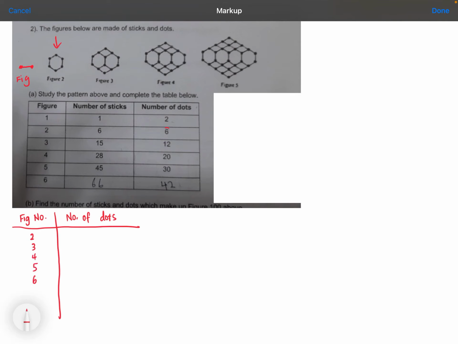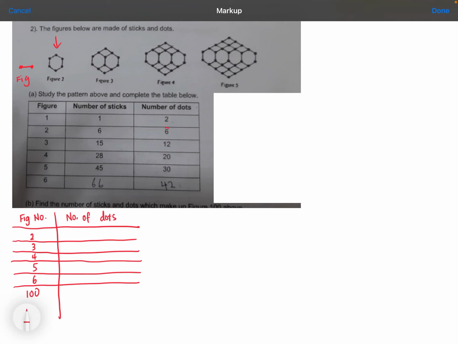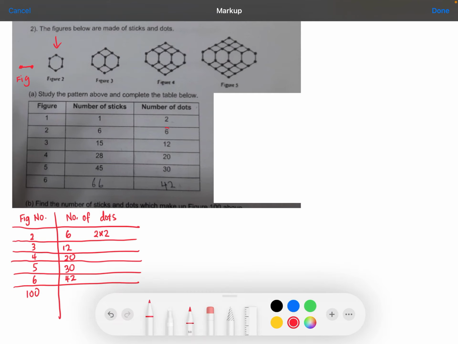So let's see, I'm going to put 100 here because it'll be easy to show you. Once you have found the relationship between them, it'll be quite easy to find the number of dots for figure 100. From figure 2 you have 6, 12, 20, 30, 42. 42 is actually given, but let's find out how. Sometimes you do 2 times 2 to see whether it fits the number of dots, but in this case it doesn't fit.